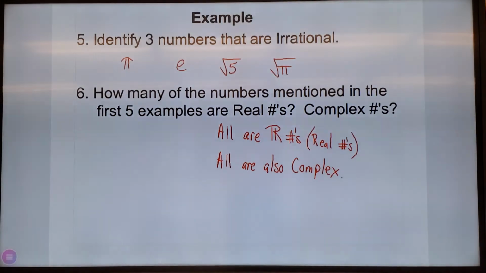Number 6 there, how many of the numbers mentioned in the first 5 examples are real numbers and complex numbers? You'll notice there the R with the 2 legs on the left-hand side. That's a shorthand version of writing the word real when you're referring to real numbers. Okay, that's the real number set. All of them. Okay, again, as I mentioned at the beginning of this, all numbers that we worked with at this point, okay, and this is till the end of the first semester's material, all of them will be part of the real numbers and the complex number system.